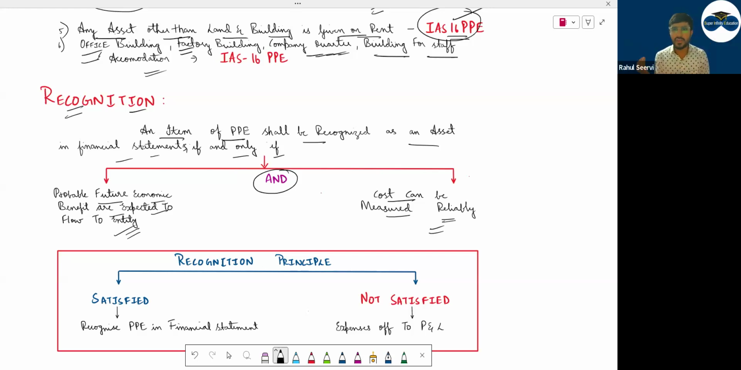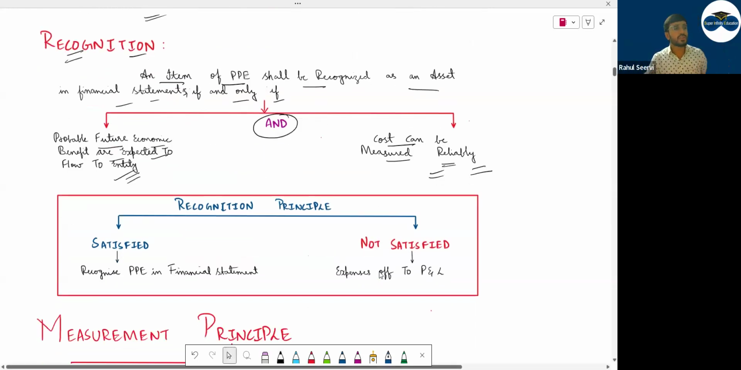If you don't know what is the value, can you record that in the books? No, you can't record. If you don't know what is the purchase price, can you record? No. So that means probable future economic benefits are expected to flow to the entity and cost can be measured reliably. So I hope the recognition criteria is also clear.